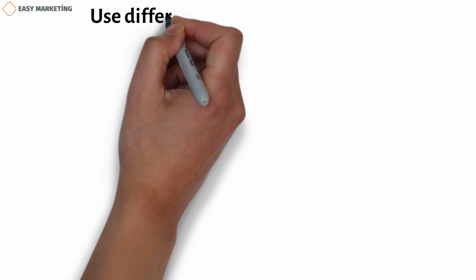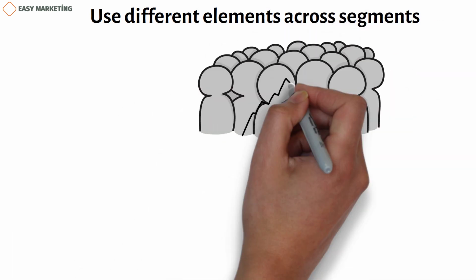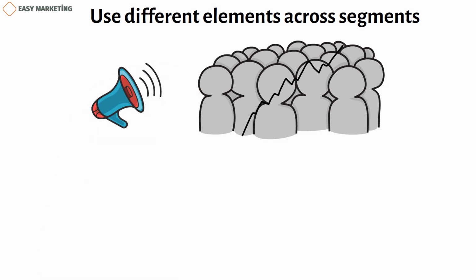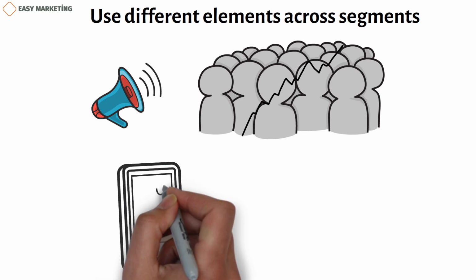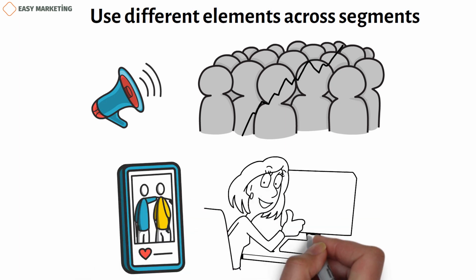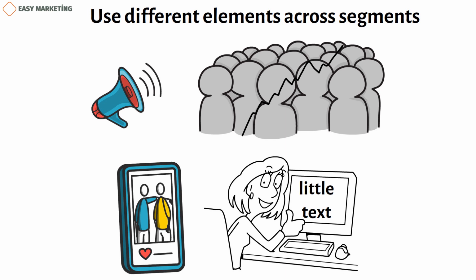Use different elements across segments. Use what you learn from your tests about how your audience is split up to make different campaigns for different types of customers. For example, you might find that a page with big pictures works better for people on smartphones, while a page with a little more text works better for people on desktops. You can then make two different versions of your page for each group.